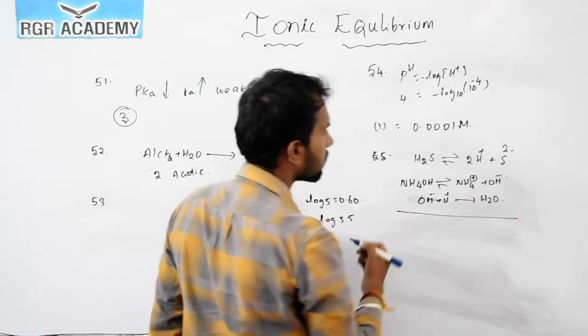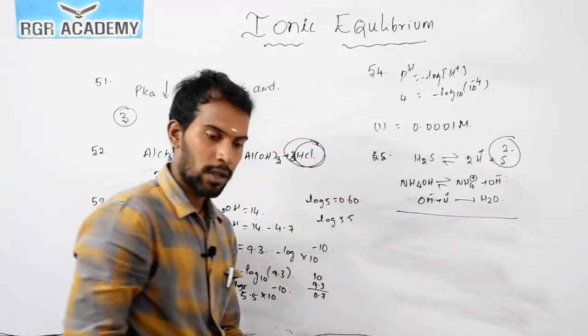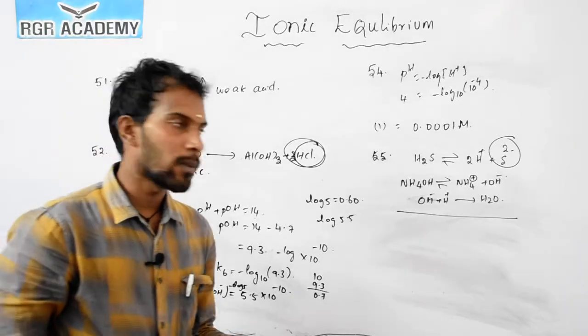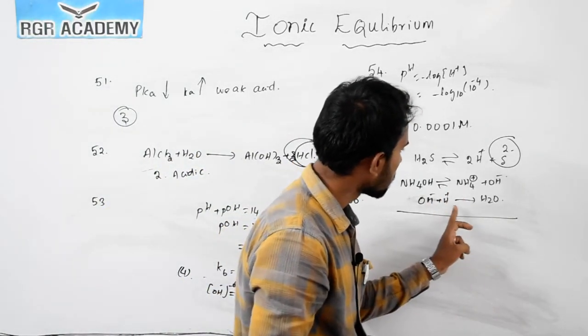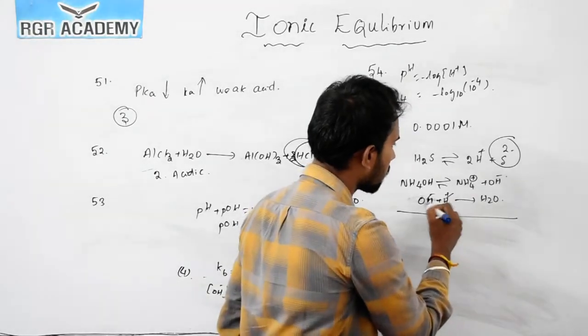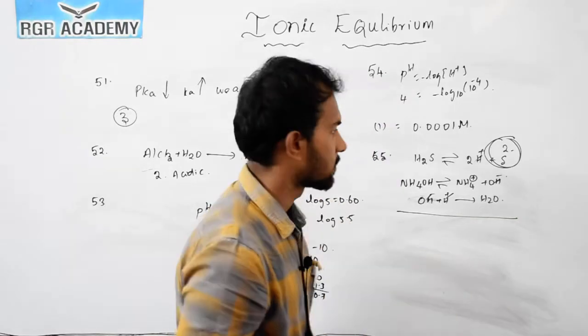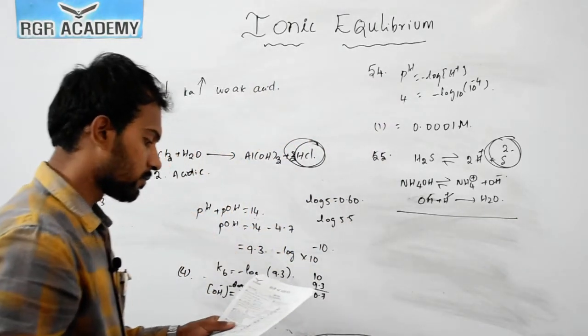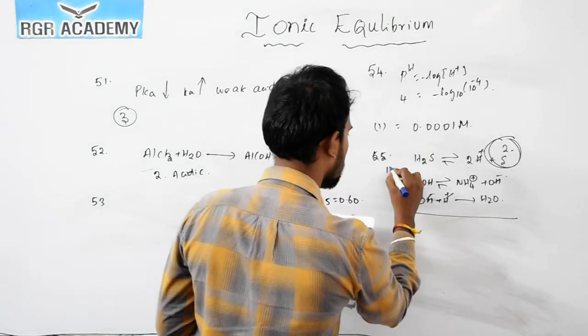So here we can say that the concentration of S2 minus will increase. The NH4 concentration will decrease. When you cancel this out, the concentration of S2 minus in the product increases. So the question number 55 answer is 1.